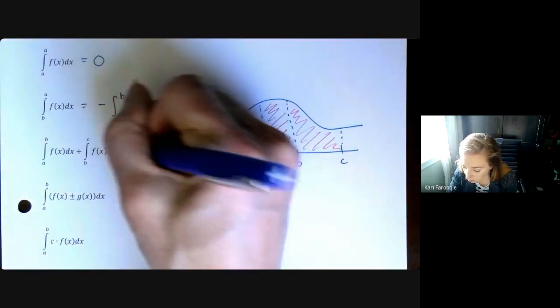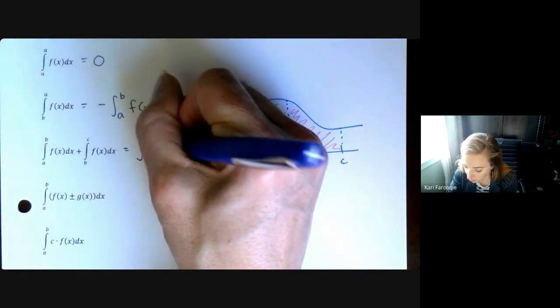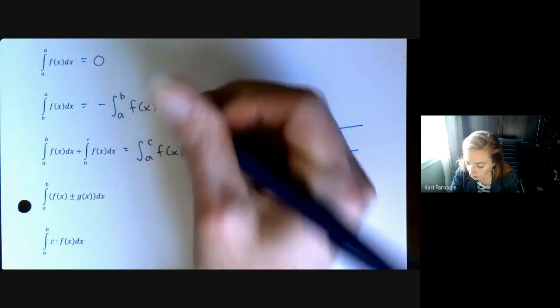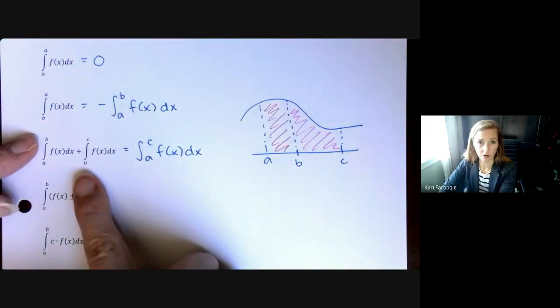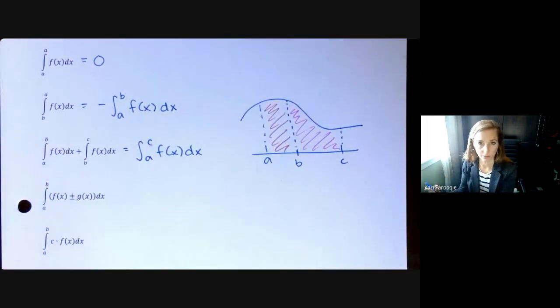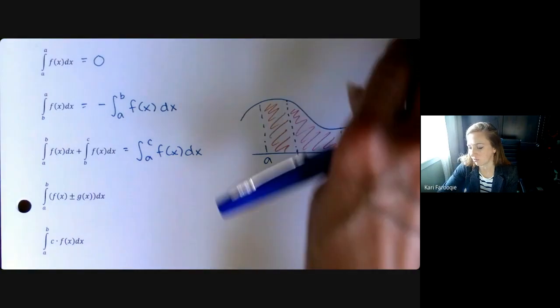So that's what this property is saying. It's just saying that you can split up the integral from A to C by picking some value in the middle. So it'll be the upper limit for one integral and your lower limit for the other, but this will just cover that whole region. You may or may not use this very much in this class.